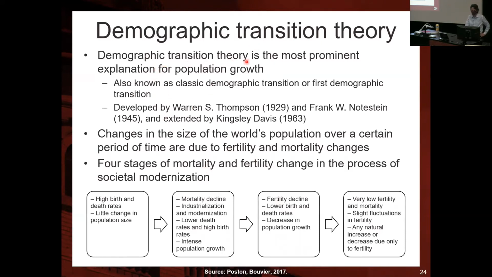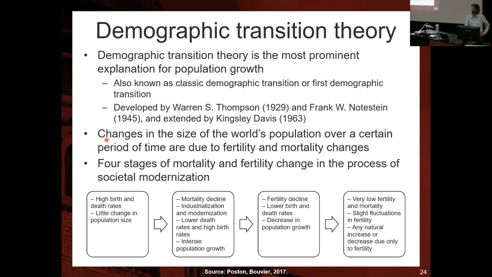So the demographic transition theory is the most prominent explanation for population growth. Sometimes it can be referred to as the classic demographic transition or first demographic transition. It was developed by Thompson, Notestein, and extended by Davis. It's a more recent way that you compile all these different theories about demography changes over time. You look at historical data for different populations and you try to see some patterns, some trends that were similar in those societies.